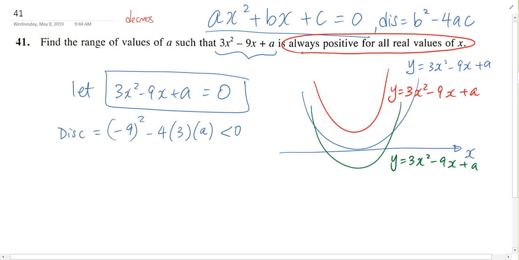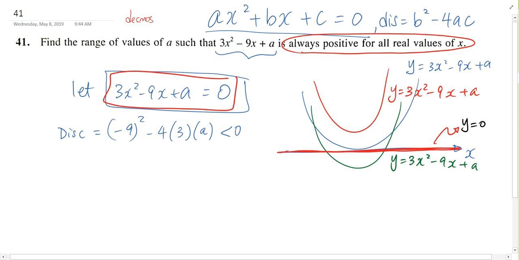There is no solution for the equation, but what is that equation? What is that equation now? The equation is 3x squared minus 9x plus a equals to 0. Why is that so? Look, what is the equation of this x-axis? y equals 0. Let me put it in black. y must be 0. y equals to 0 over here, right?